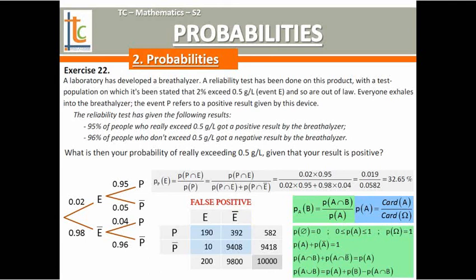And you can see that the probability of E given P is the proportion of E inside P. And this is 190 divided by 582. But 190 divided by 582 is exactly the calculation that we performed earlier. This is the same proportion, and this proportion is 32.65%. Okay, so the table is the thing to do in such an exercise.